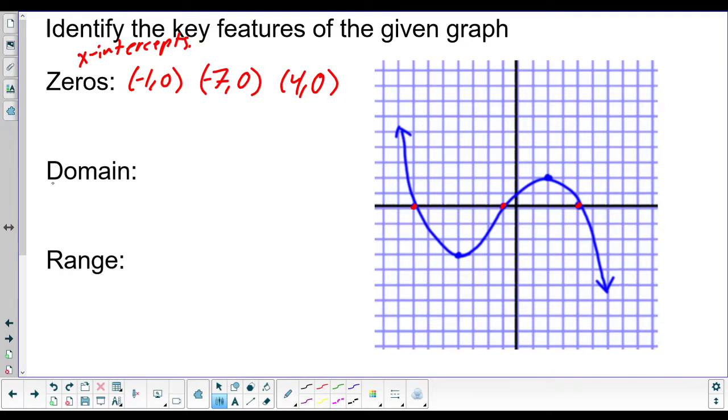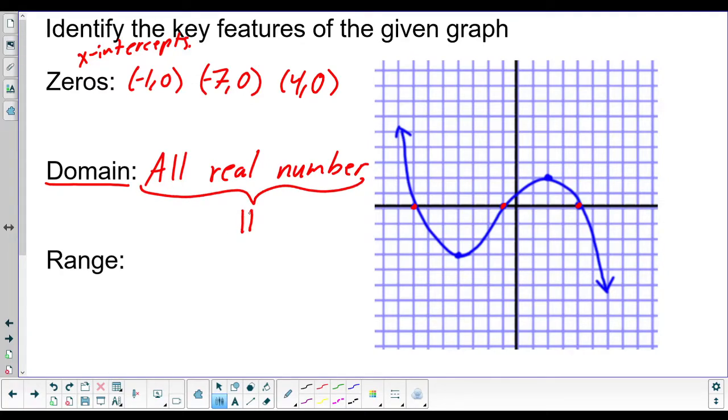Now, let's talk about domain. The domain for every single polynomial in existence, every single polynomial, is all real numbers. That's actually the symbol for real numbers. All real numbers. And then there's a symbol for this phrase. It's called double R. Anyway, it's important to know for sure.